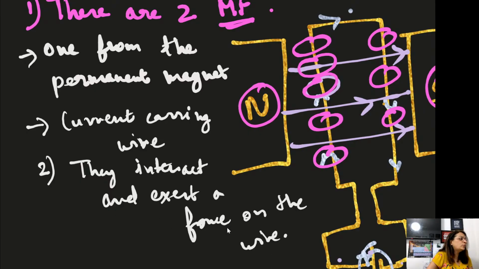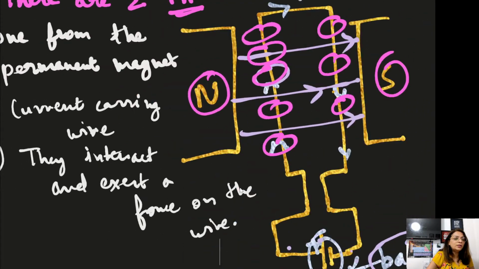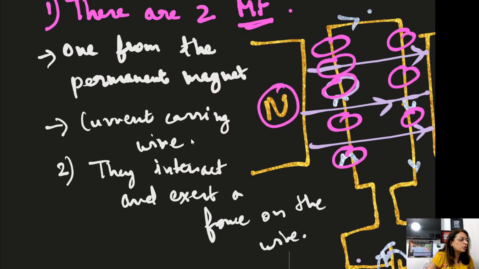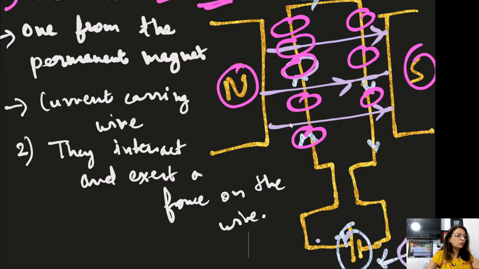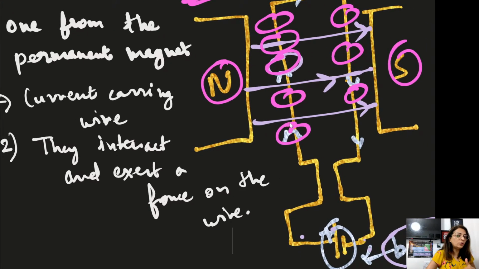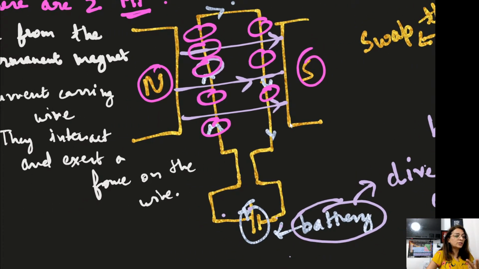And this is what the motor effect is. Guys, there is no magic. This is like a mark scheme I have put on the board for you. Simply write this. One, there are two magnetic fields, one from the current carrying wire, one from the permanent magnet. They both interact and exert a force on the wire, and therefore the wire spins or starts moving.